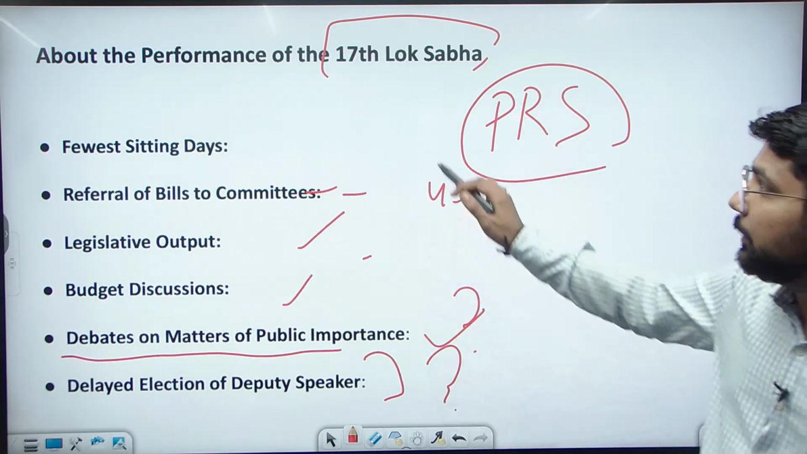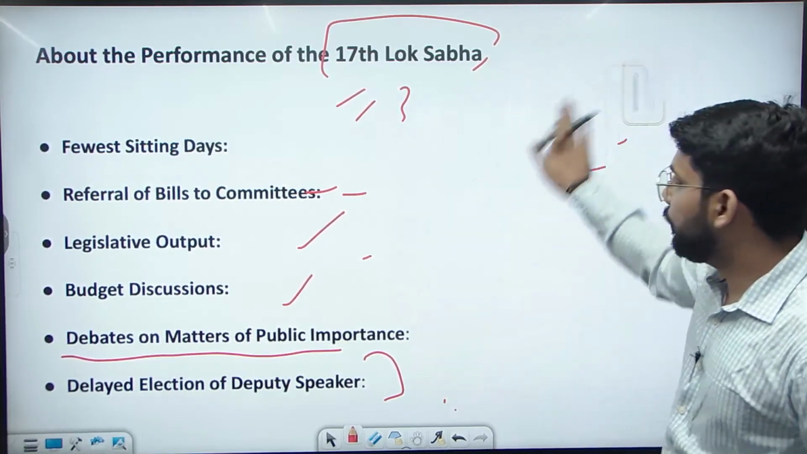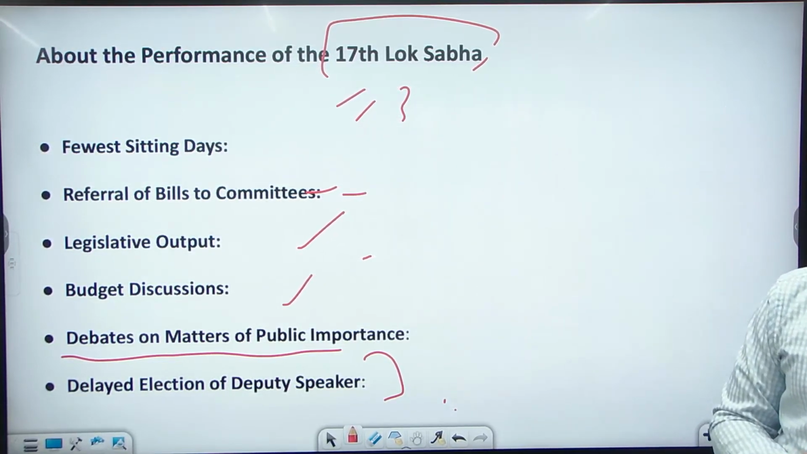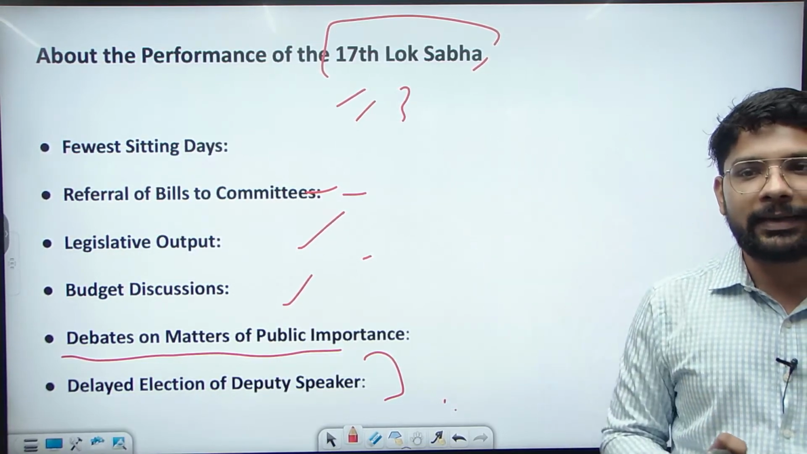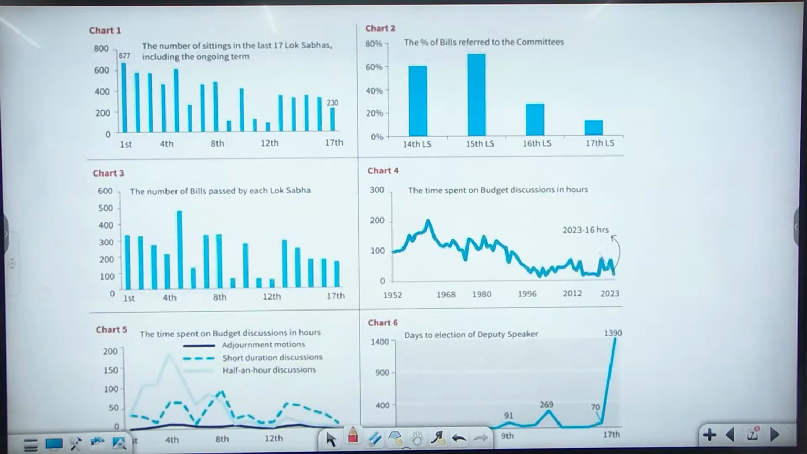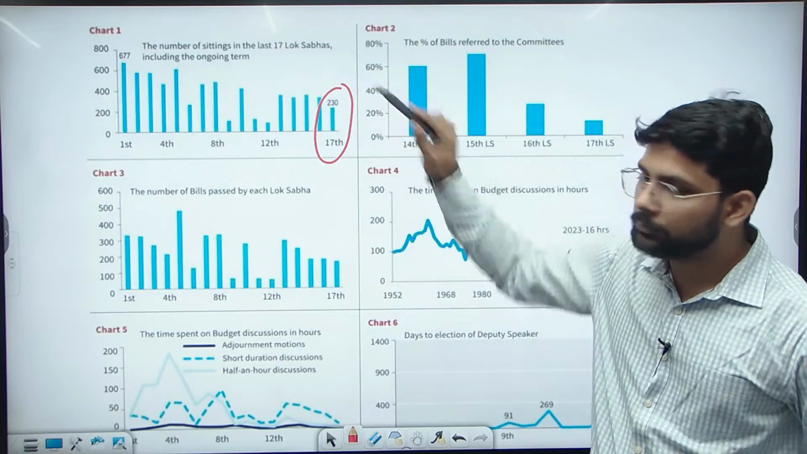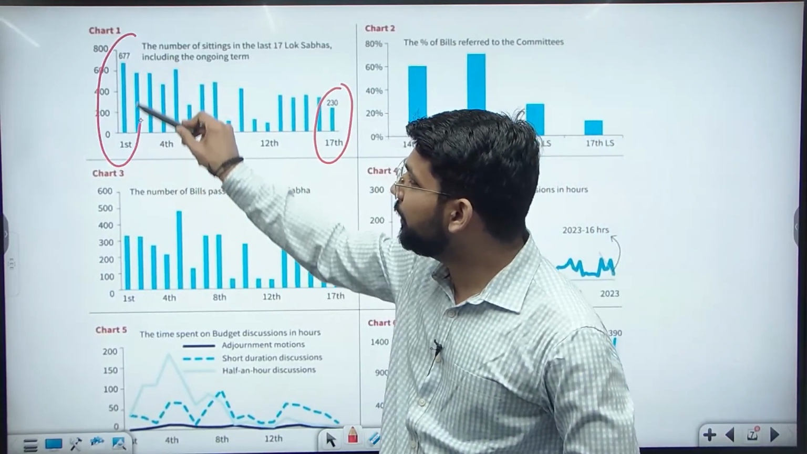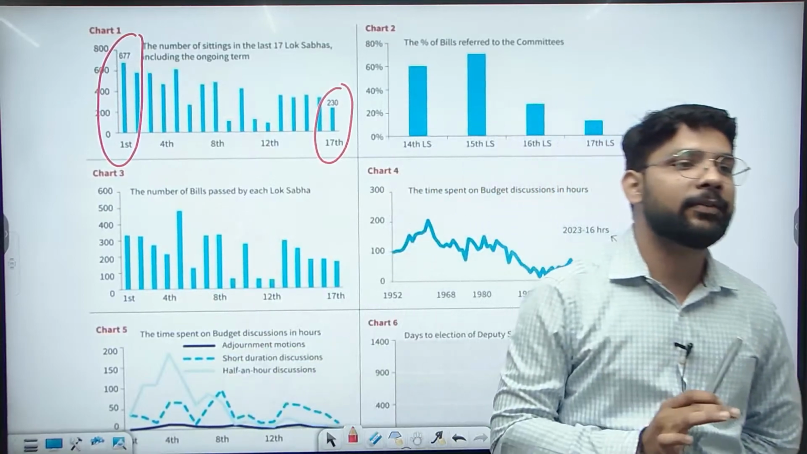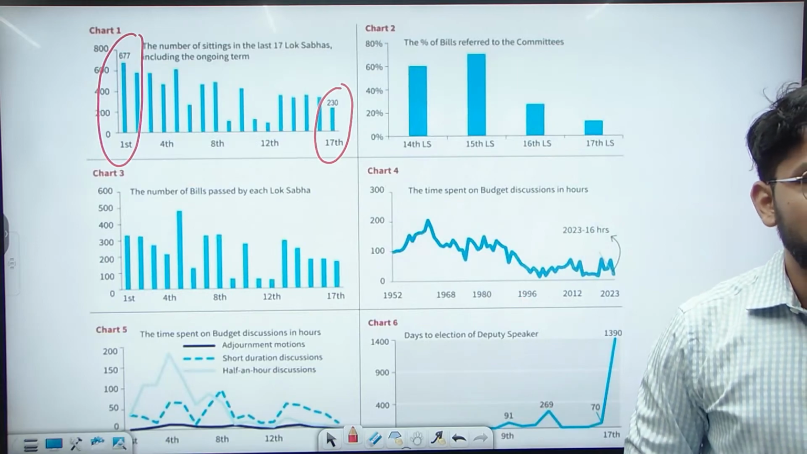So these are the data about the performance of the recent Lok Sabha. If we see this data through the graph, you can easily quote the data in your paper. These are the graphs. This is the 17th Lok Sabha, 230 days. And the maximum days was in the first Lok Sabha, 677. Means 3 times the 17th Lok Sabha.